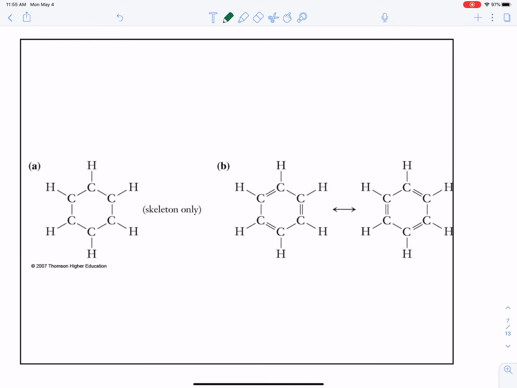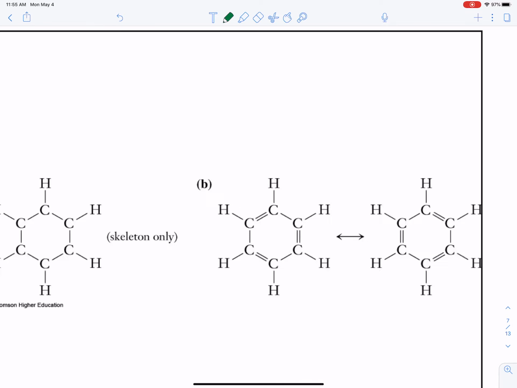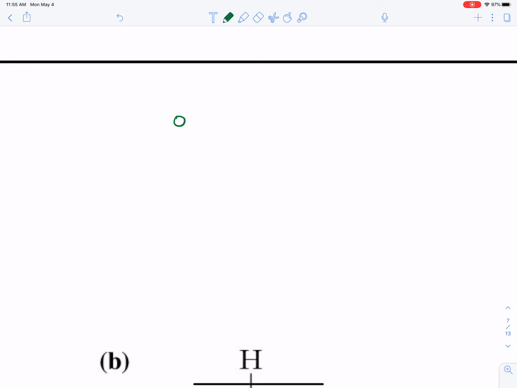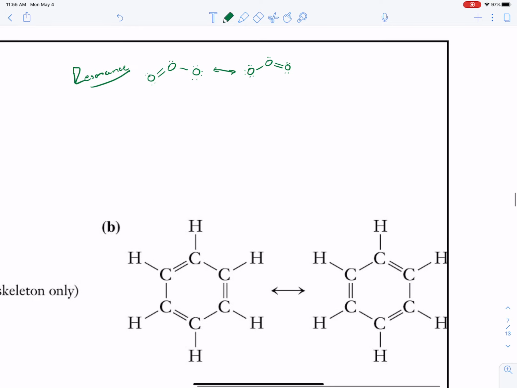Now, just like with ozone, you'll recall with ozone, I want you to remember this, that you can have an oxygen here that has a double bond to this oxygen and a single bond there. Or it can have a resonance structure where you have an oxygen single bonded to this oxygen, which is double bonded to this one. So this is that resonance that can occur. You can do the same thing with certain organic compounds. So here's one example of that.